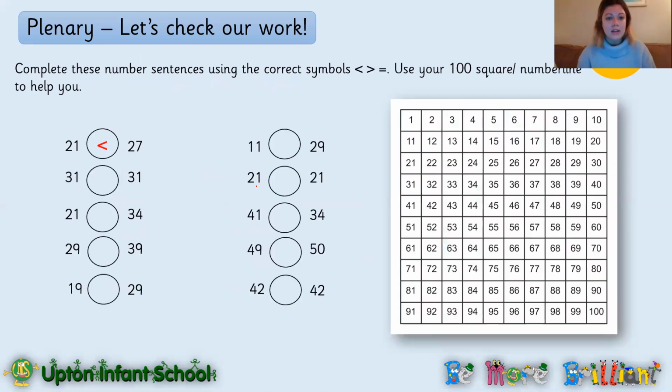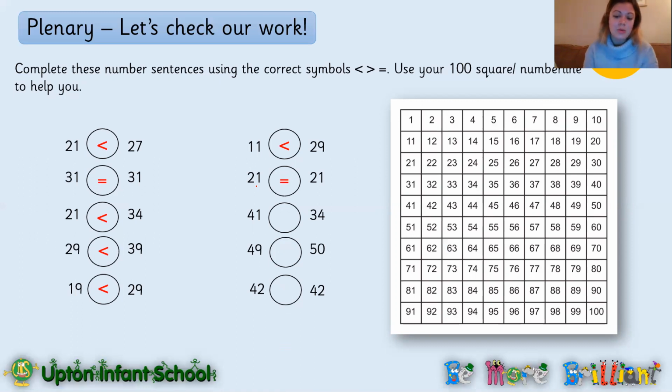Okay, so our yellow challenge, let's have a look at the answers we got. So for this challenge, we were writing the correct symbol in our number sentences using our 100 square to help. So our first question was done for us. So 31 is equal to 31. Well done if you got that right. 21 is less than 34. 29 is less than 39. 19 is less than 29. 11 is less than 29.